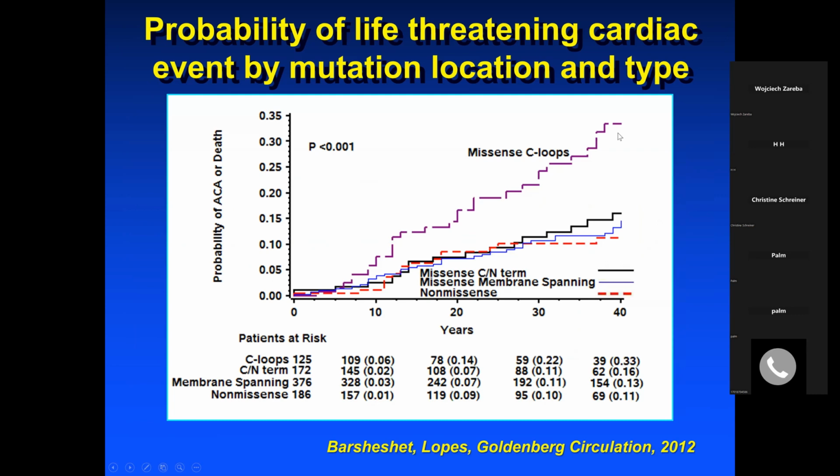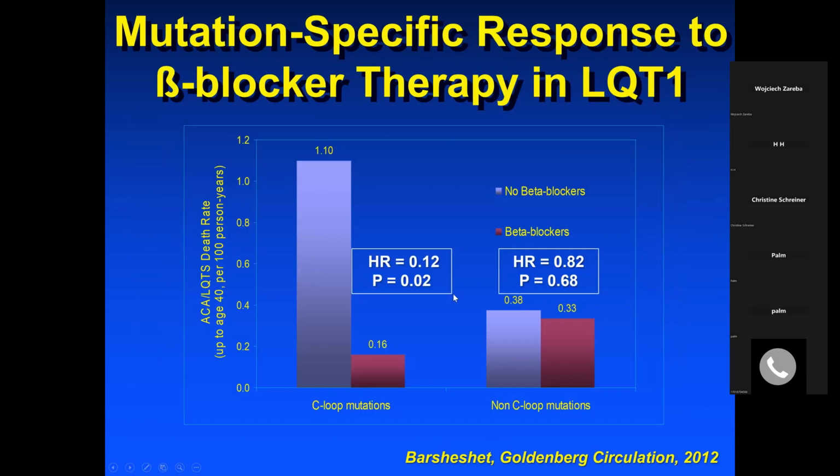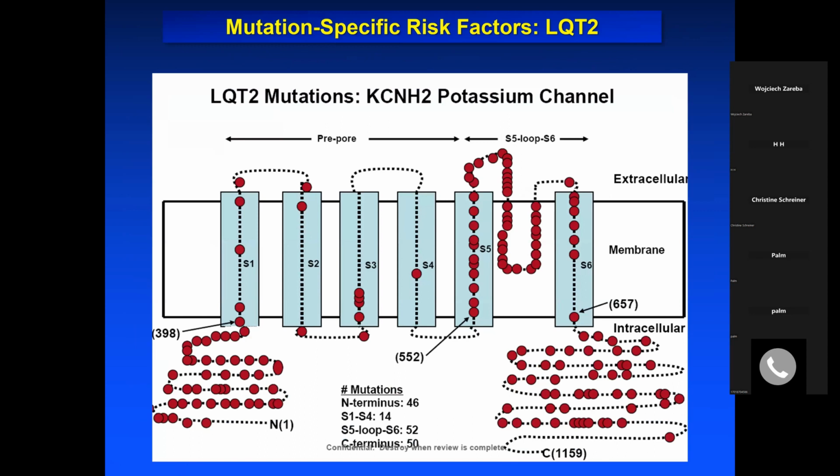And now, when everybody undergoes genetic testing, we can also look at the type of mutation, and we can know specifically how to better treat patients by the type of mutation, because you see that those specific CLOP mutations are more likely to respond to beta blockers. Wow. And this goes the same for long QT syndrome type 2, where the pollup mutations convey the highest risk.